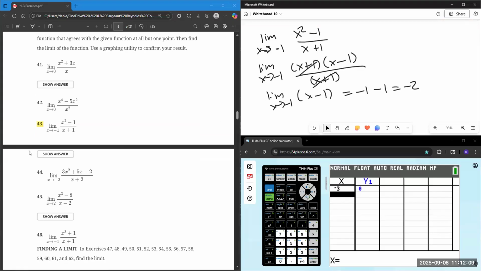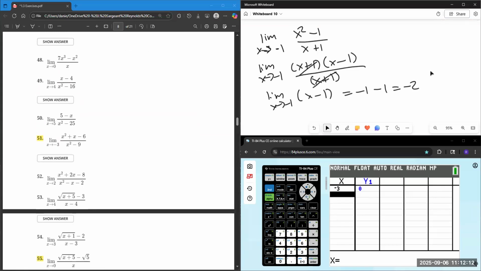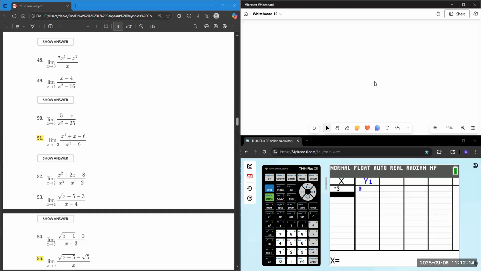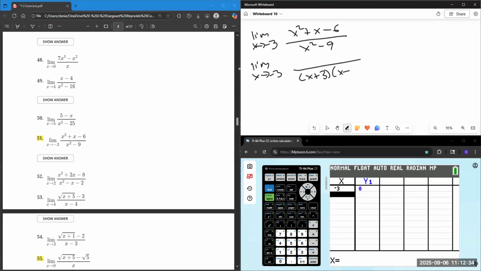Let's look now at number 51. Limit as x goes to -3 of x squared plus x minus 6 over x squared minus 9. This is x plus 3, x minus 3 in the denominator. And the numerator factors into x and x, plus and minus, plus 3 and minus 2. 3 minus 2 is 1. 3 times -2 is -6.